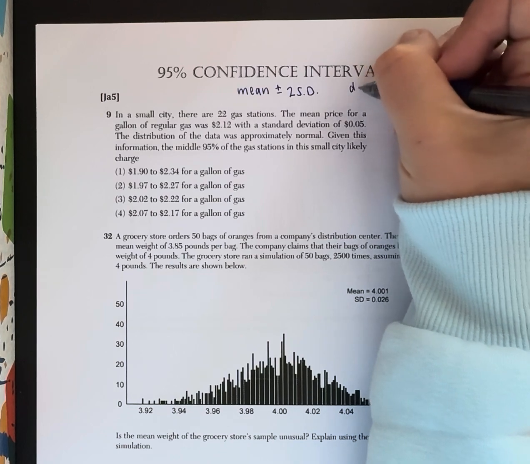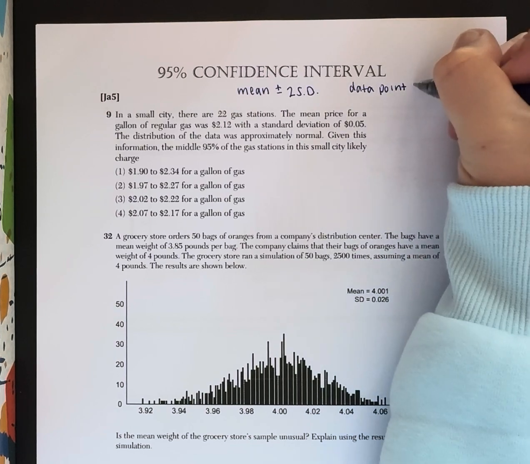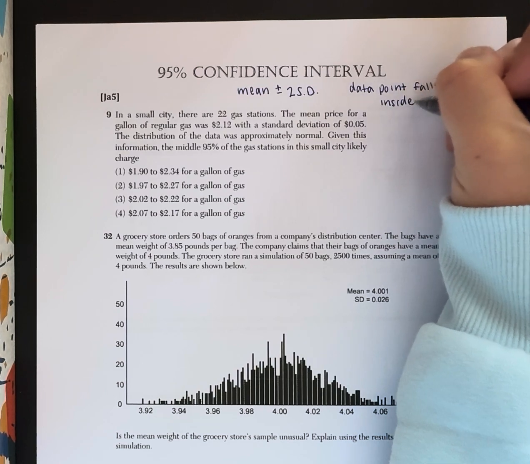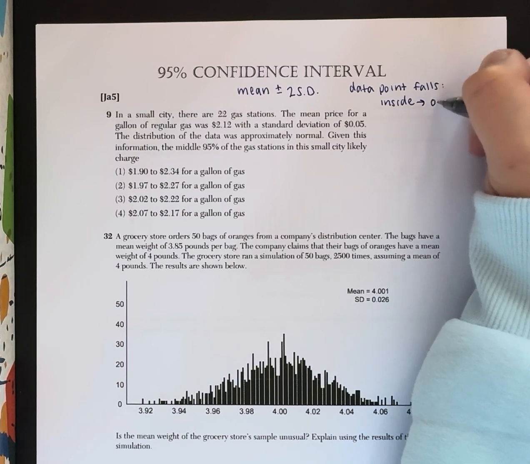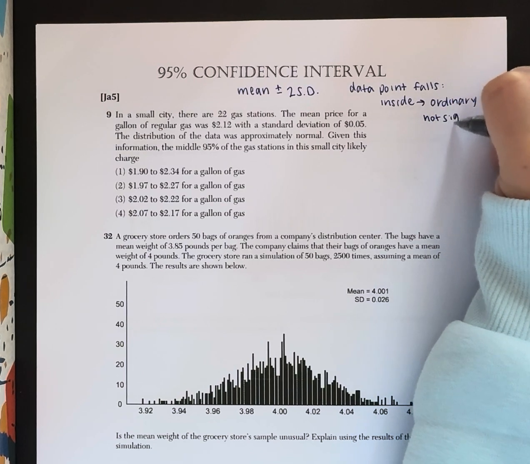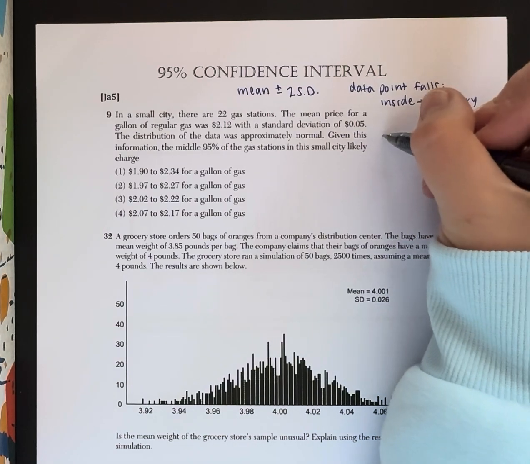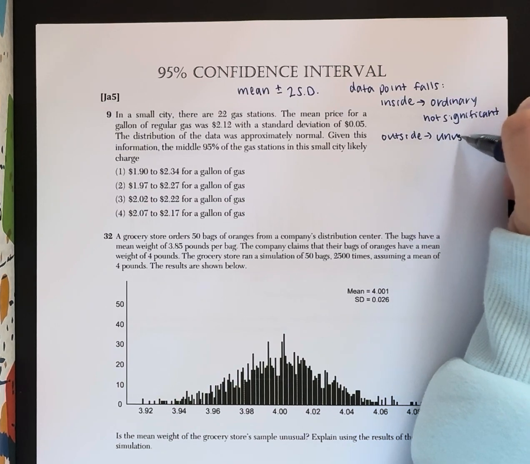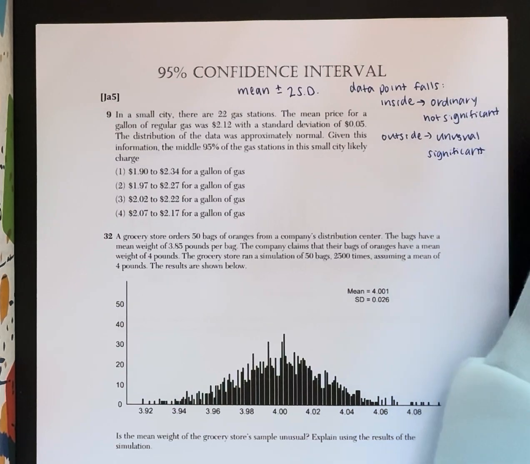If a data point falls inside the interval, then it is ordinary. It's not significant. If it falls outside of the interval, that is unusual or significant, because you're like, wow, that's significant because it's so unusual.